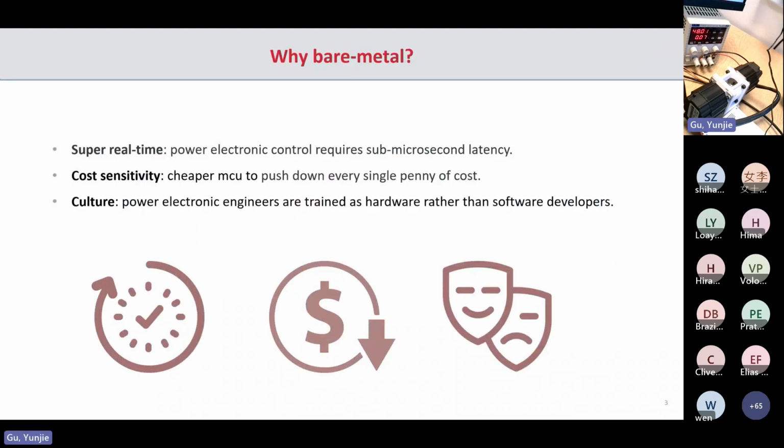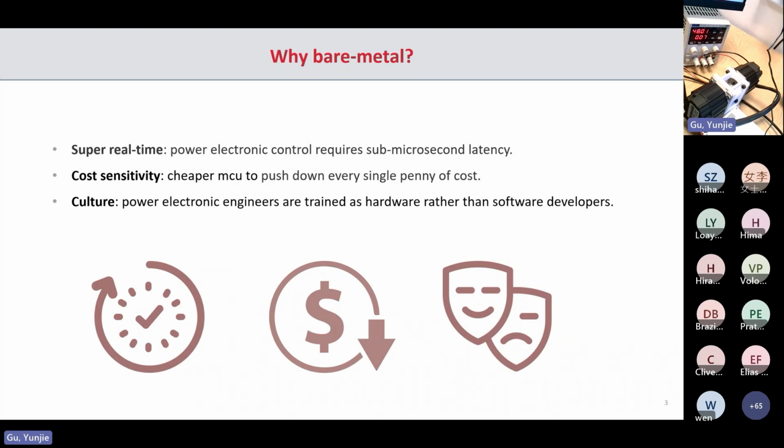And the reason is actually threefold. The first reason is that the power electronic control requires very high performance real time. So it requires very low latency. The latency must be below, say, a microsecond, which is beyond the capacity of any real-time operating system.